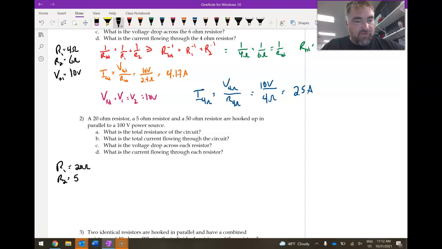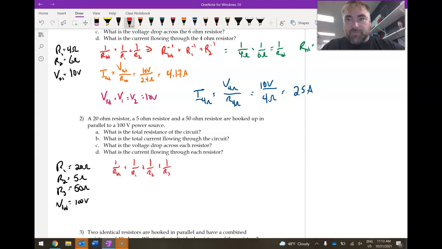R2 is equal to 5 ohms, and R3 is equal to 50 ohms, and they do have our V total to be 100 volts. So again, we want to find the total resistance, so I'm going to use 1 over R total, or REQ, is 1 over R1 plus 1 over R2 plus 1 over R3, and so I'm going to go 1 over 20 ohms plus 1 over 5 ohms plus 1 over 50 ohms.